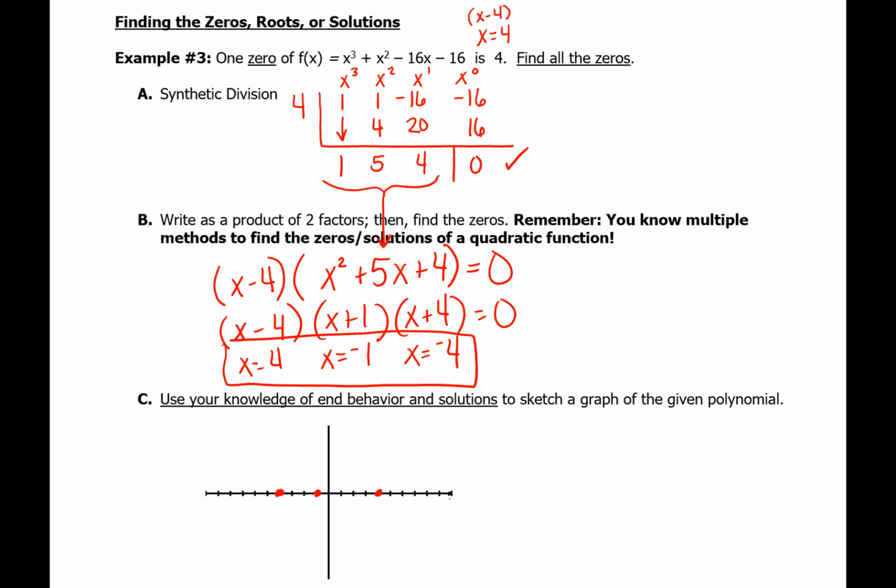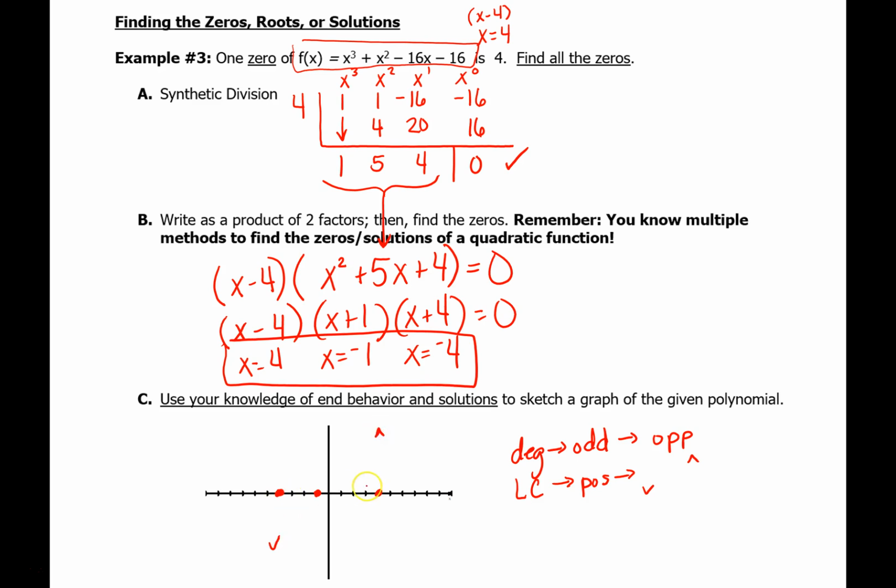If we look back up at the original polynomial here, this was a third degree polynomial. So that degree is odd, which means that my ends are going to go in opposite directions. The leading coefficient is positive, which means that I'm roughly going to have an increasing line. It's going to go down on the left and up on the right. So I'm going to draw those arrows down on the left, up on the right.